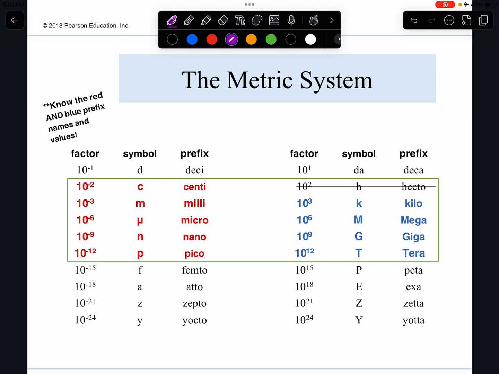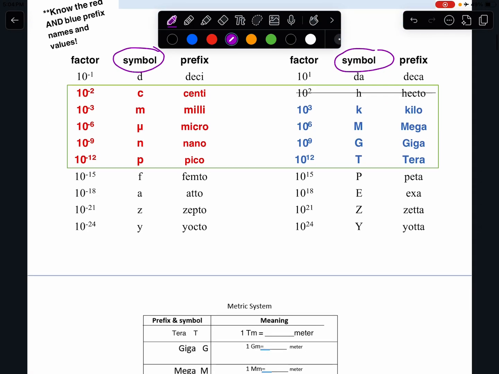So you are responsible for knowing the prefixes that are red and blue here. So centi, milli, micro, nano, pico, kilo, mega, giga, and tera. Please pay attention to the symbol because some are uppercase and some are lowercase. And we will be using these in our metric conversions in this chapter and throughout the rest of the semester.